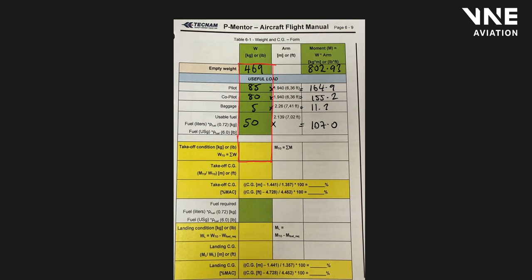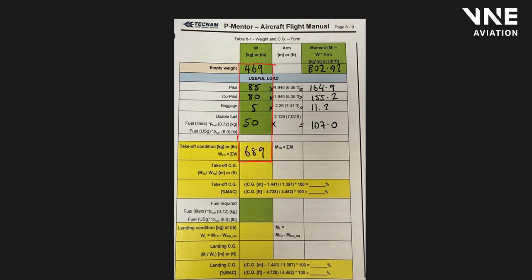We then need to calculate our takeoff condition in kilograms, our weight essentially. We do that by adding all of the figures that we've got in that column above, which gives us 689. Do exactly the same for the moment. We're going to add all of those up in that column, and that gives us a moment of 1241.3.